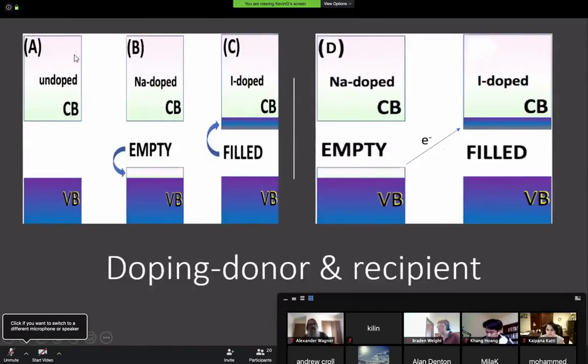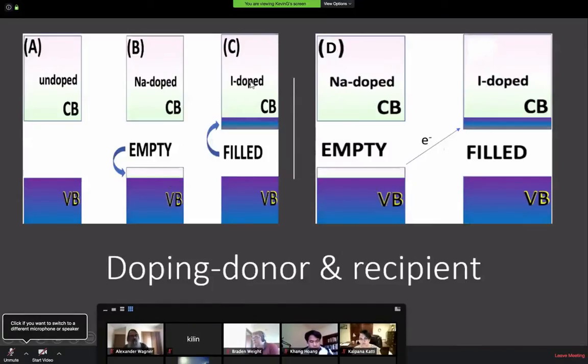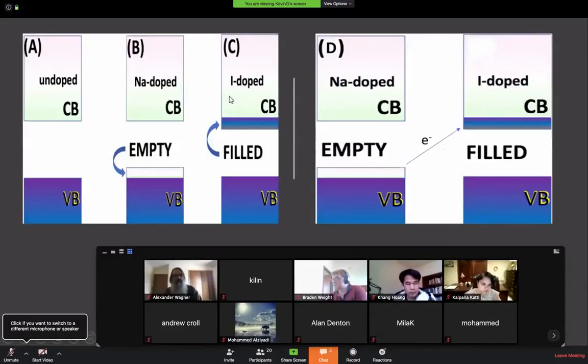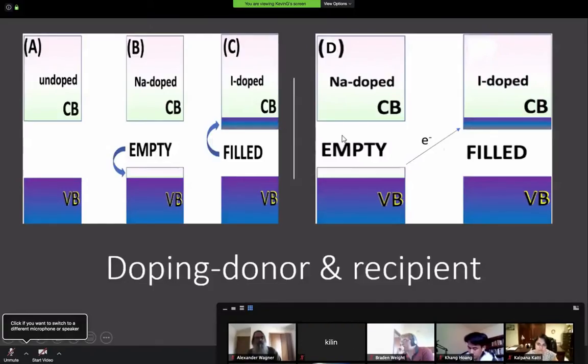Here on panel A, you have a regular undoped nanowire. Its valence band and conduction band remain unchanged. In panel B, you have sodium doping. What's happening here is the valence band is empty. One shell of it is empty. And in iodine doping, one shell in the conduction band is filled. In panel D, we're putting sodium and iodine doping together.